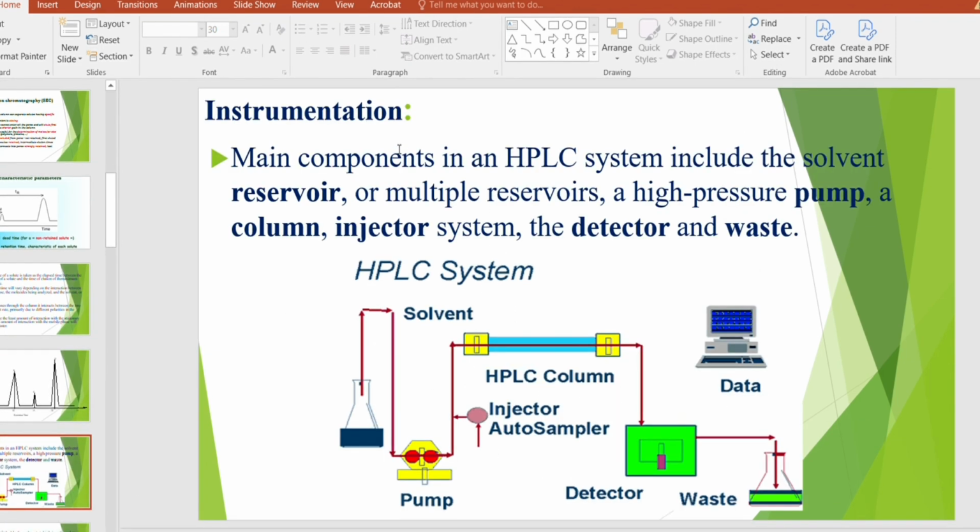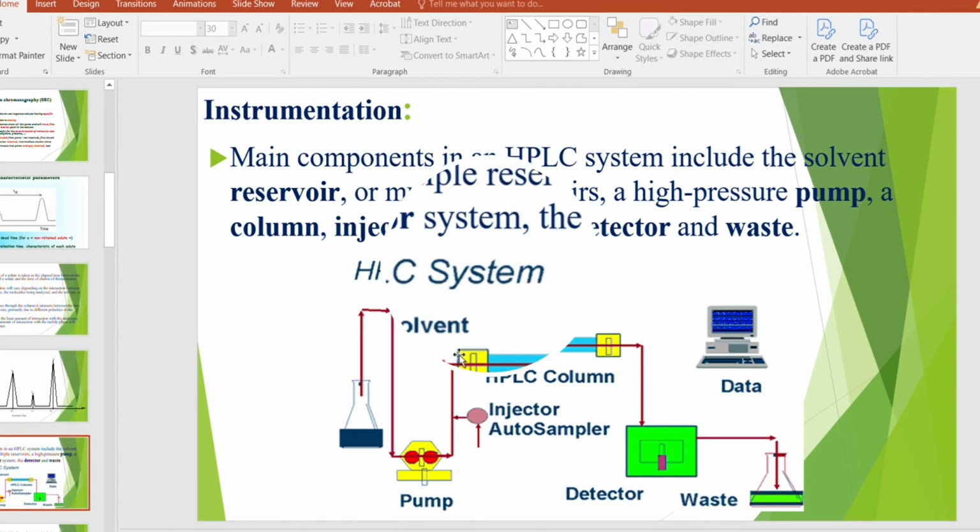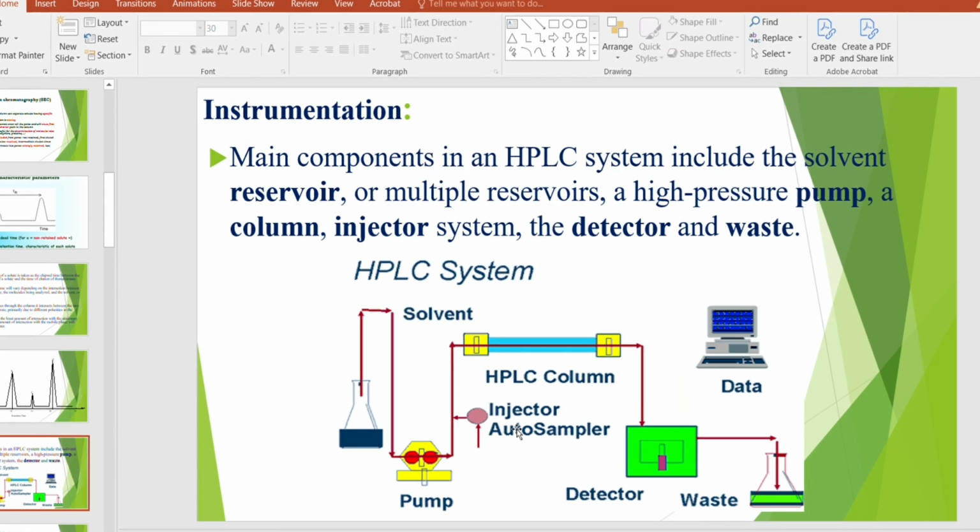Instrumentation. The main components in HPLC include the solvent reservoir where you store your mobile phase, and then we have a pump which will force the mobile phase and the samples to go to the column. And this is my autosampler. You can have a syringe as the injector, or you can have an autosampler where you can pick a lot of samples. This is my detector, and this is my waste, and this is my PC.